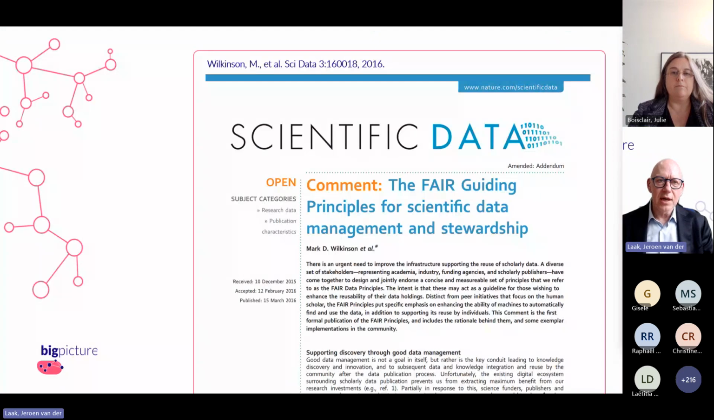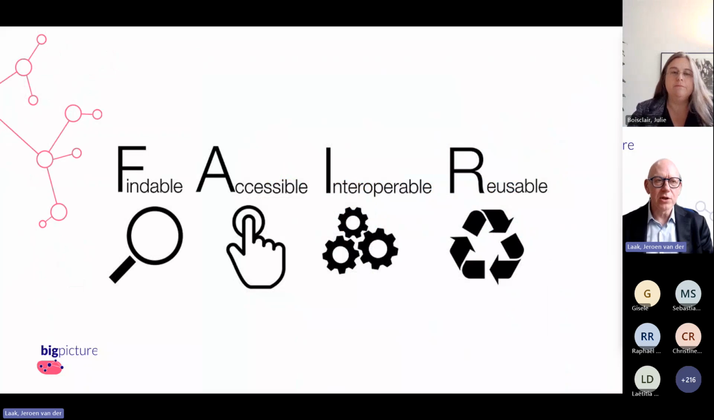Now, one of the things probably most of you have heard of is FAIR data, the FAIR principles. And that's exactly what we aim to do in Bigpicture. We try to make the pathology data accessible in a FAIR manner. And we will get back to that later, but FAIR has to do with data should be findable, so people should know that data exists.